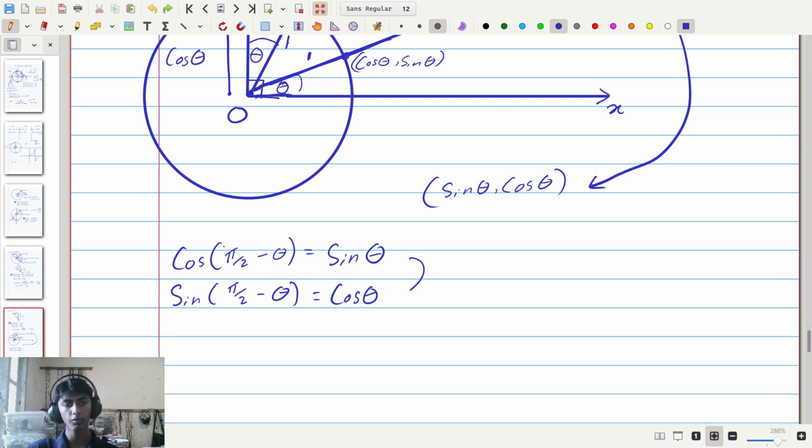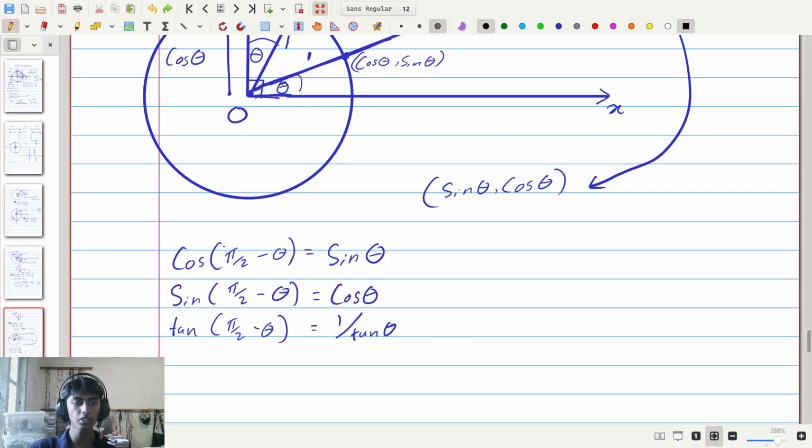So what do you think tan of this angle would be? Tan of 90 minus theta would be sine 90 minus theta divided by cos 90 minus theta, which would be cos theta divided by sine theta, which would be 1 over sine theta divided by cos theta, which would be 1 over tan theta. So tan pi by 2 minus theta is equal to 1 over tan theta is equal to cot theta, but I'm not going to give it the dignity of writing it like that. Tan pi by 2 minus theta is 1 over tan theta.